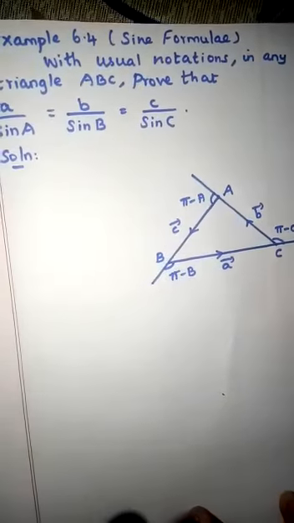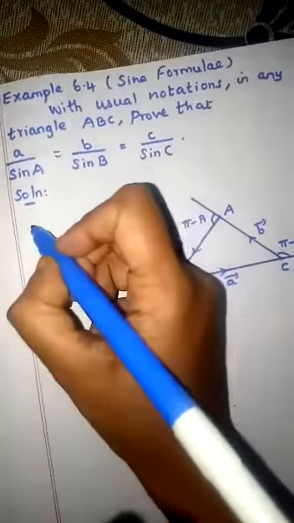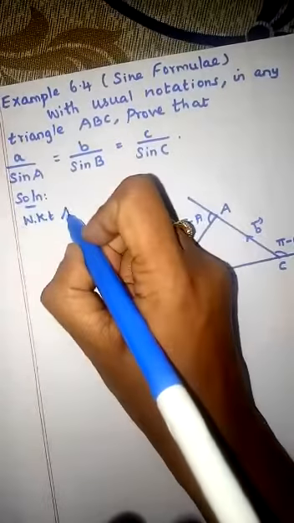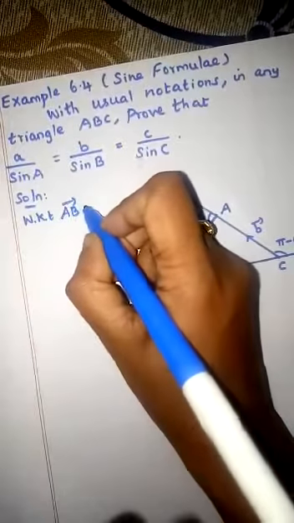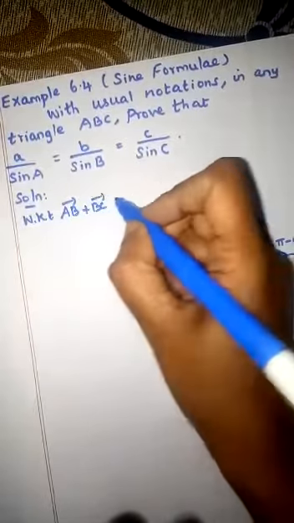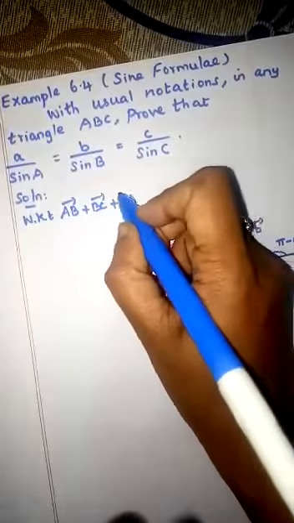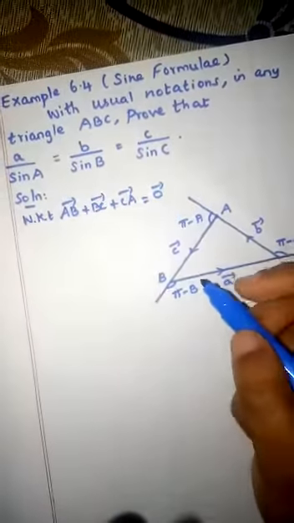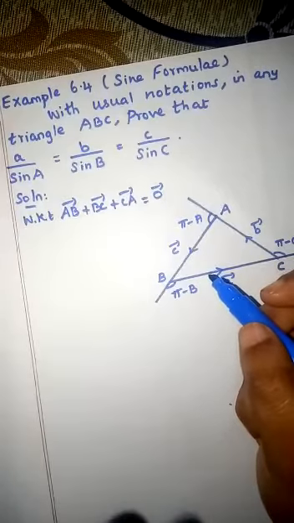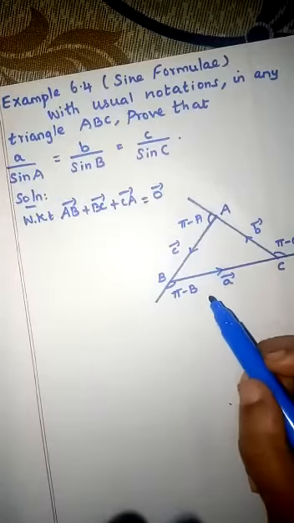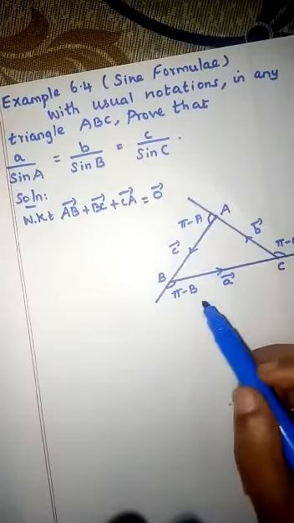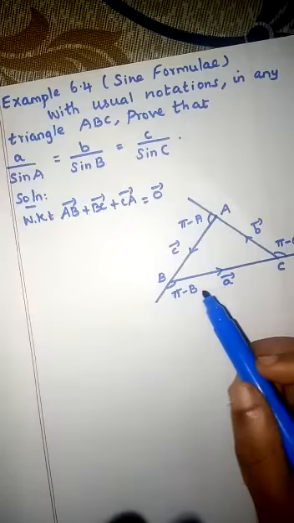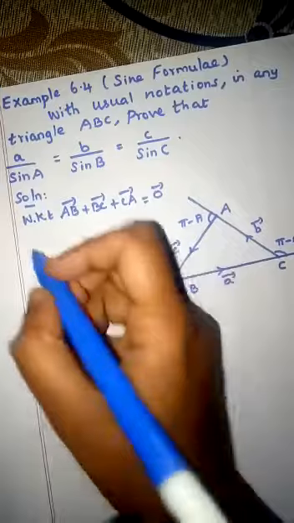Starting is same. First, we know that AB vector plus BC vector plus CA vector equal to, we know it is 0 vector, isn't it? So only the first line is same. Next what we are going to do is, you see the first side. First side means a vector. Here we have BC vector as only a vector, isn't it? So you take BC vector.